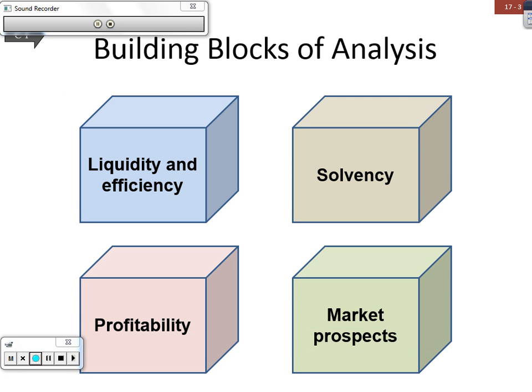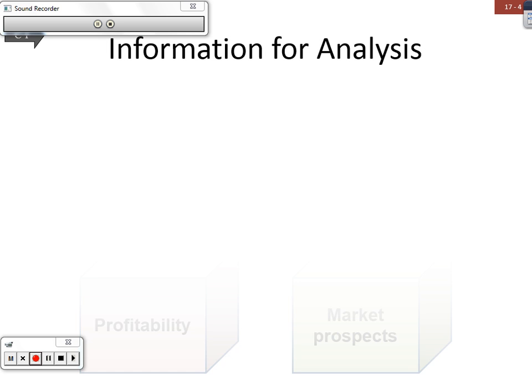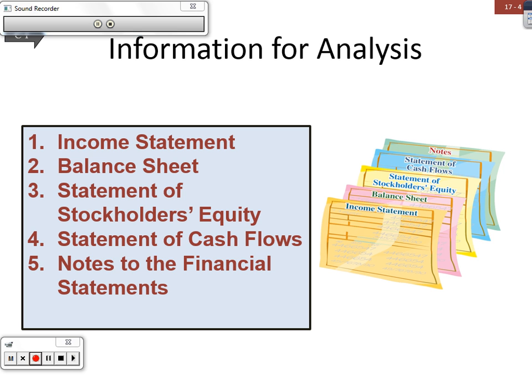So how do we actually build, or how do we do analysis? We have these ratios, okay? And the ratios are under these 4 blocks or building blocks of analysis. So we have liquidity and efficiency ratios, we have solvency ratios, we have profitability ratios, and we have market prospect ratios, and we're going to look at all of those individually.